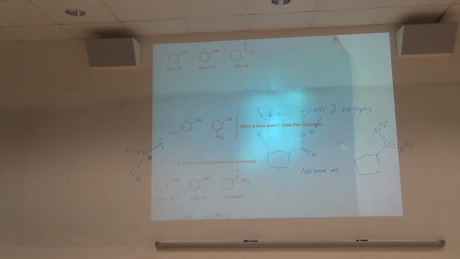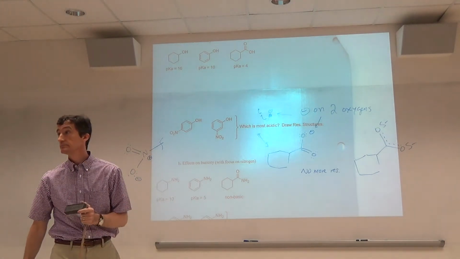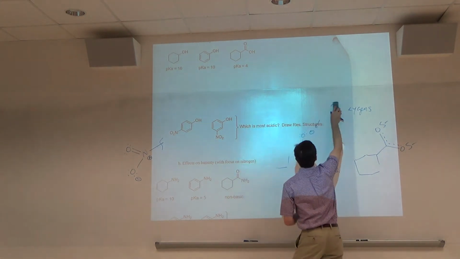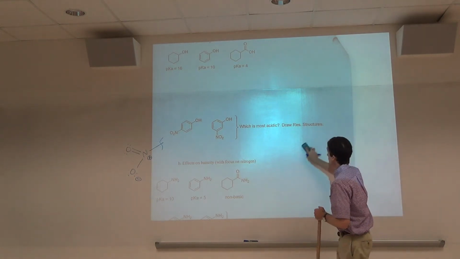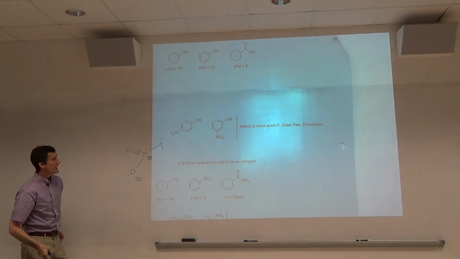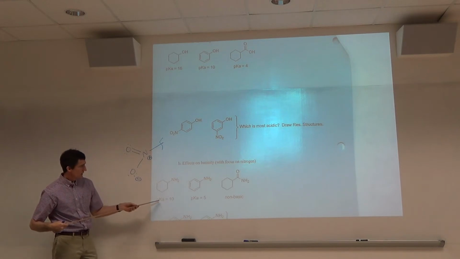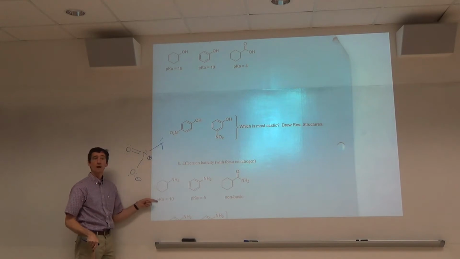See nitro compounds and like rohypnol. So answer that question there. Effects on basicity. Which of these 3 is the stronger base? Higher pKa for the conjugate acid means it's a weaker conjugate acid, stronger base.